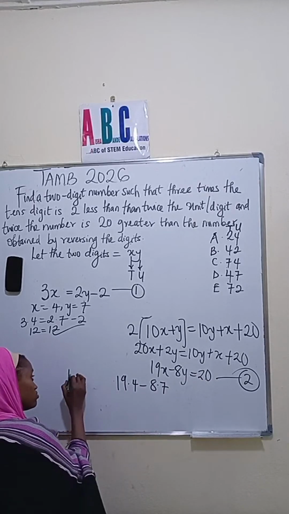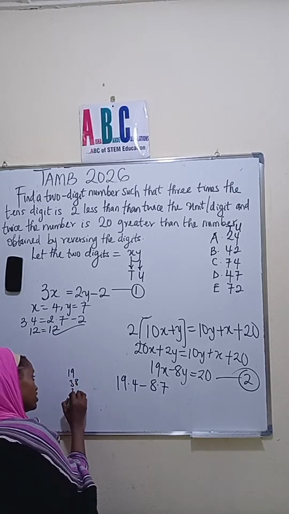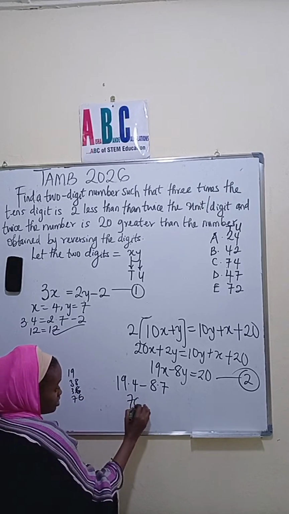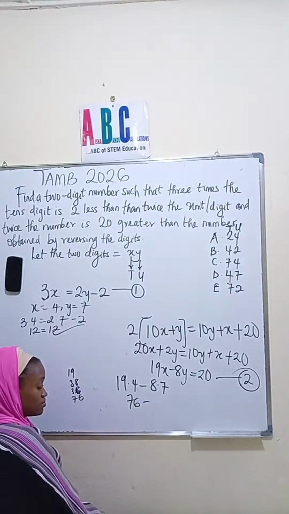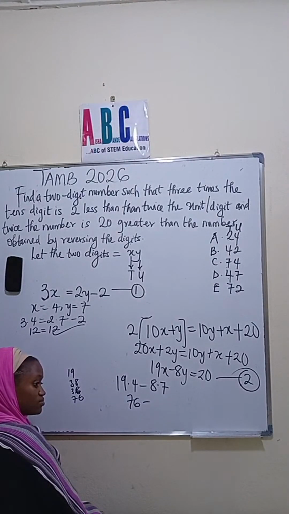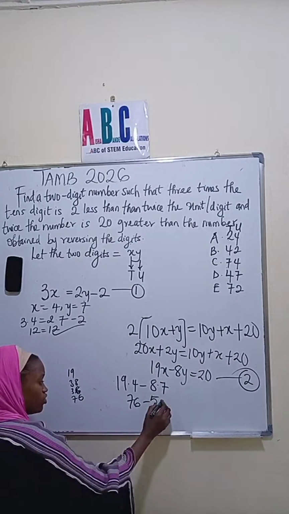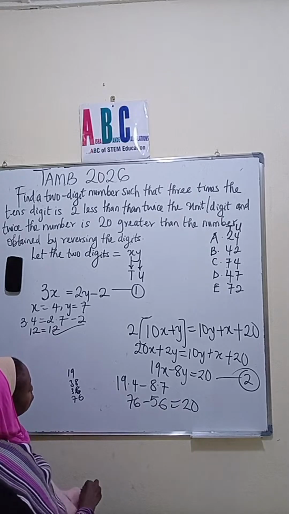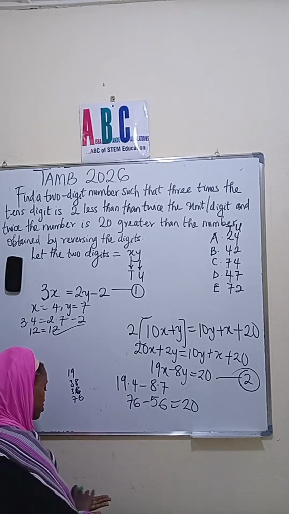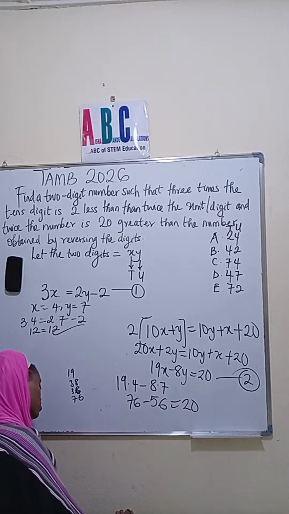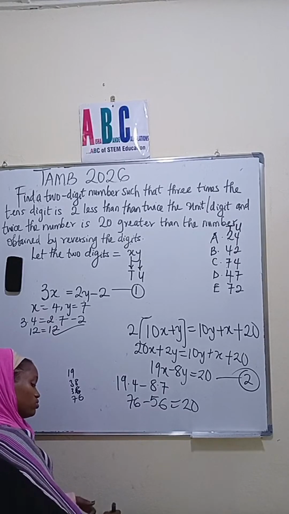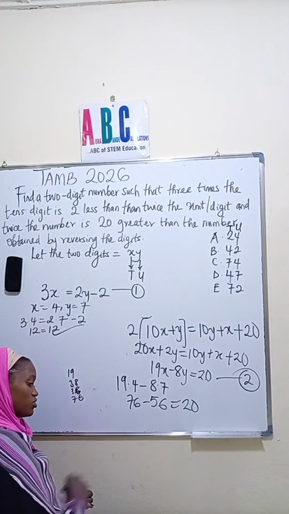19 times 4 is what? 76, right? 76 minus 8 times 7. 56. 76 minus 56 is 20, right? Yes. And the second equation was what gave us a tough time in the morning session.